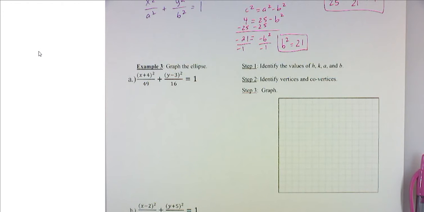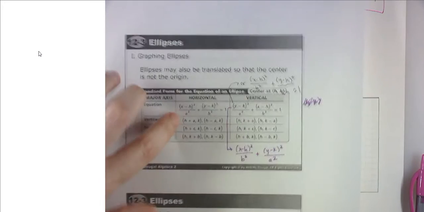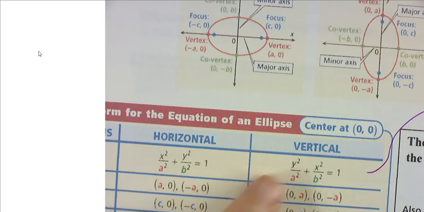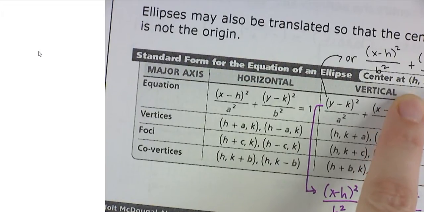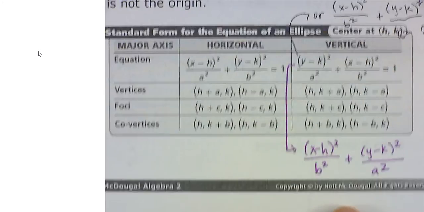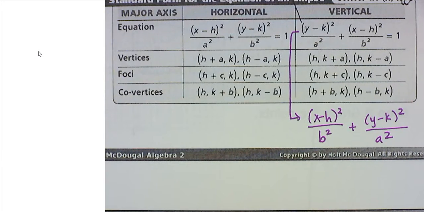All right, the last thing we're gonna do is graph an ellipse. My sheet is gonna look a little bit different than yours because I'm gonna put this diagram on your sheet. This looks very similar to the diagram that we had on this page, except here the center was at 0, 0, and here the center is gonna be at H, K. And then again, there's another way to write the vertical. I put it up there a while ago, but it looked kind of messy, so I rewrote it for you.